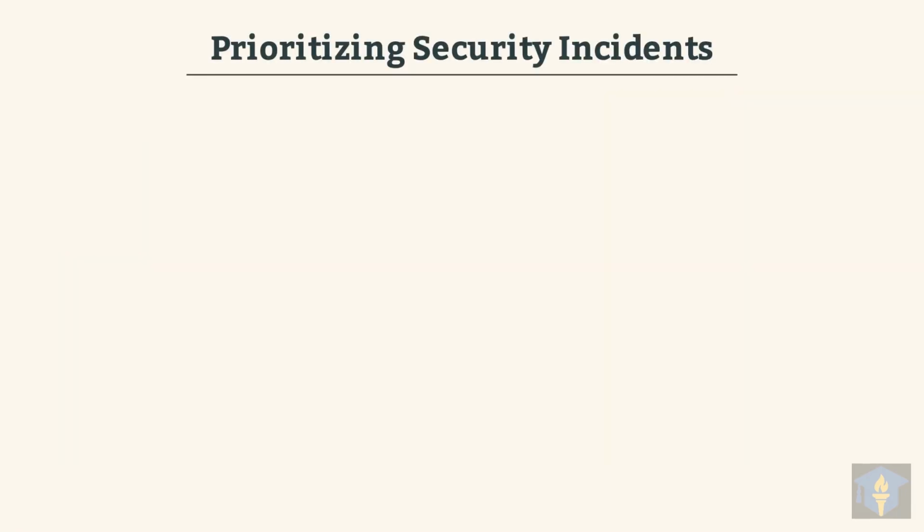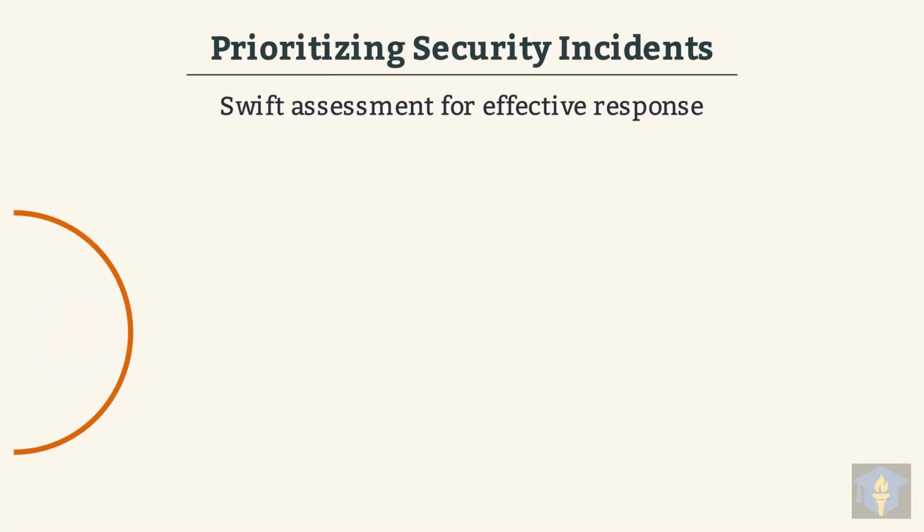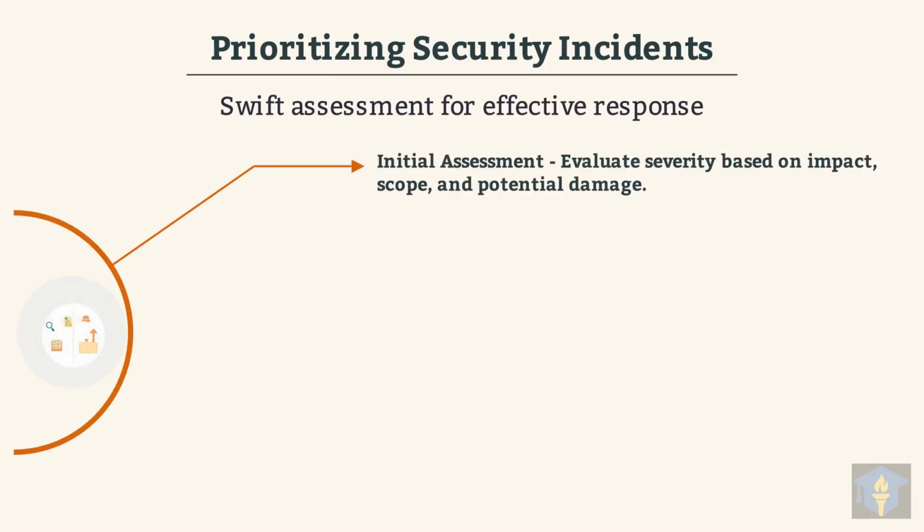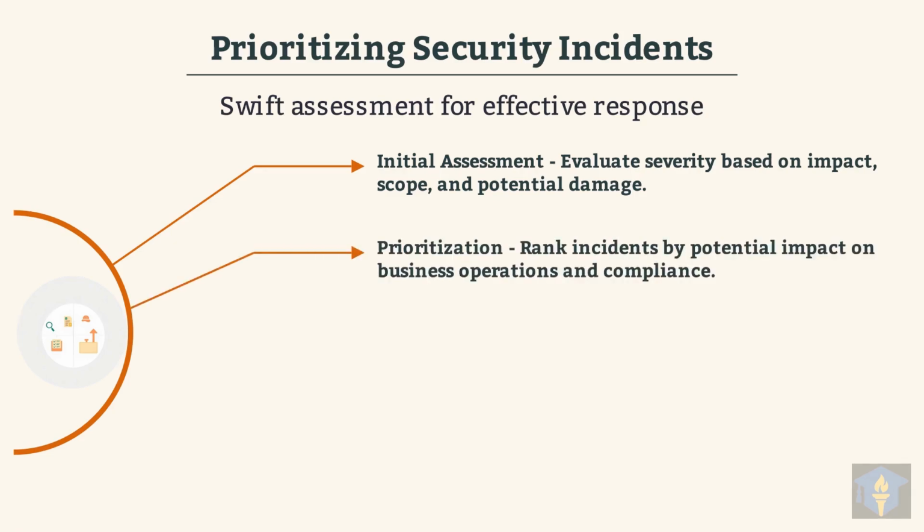Today, we'll focus on prioritizing security incidents, a crucial step for effective and timely response. This involves a swift assessment of each incident, enabling us to formulate an effective response strategy. First, conduct an initial assessment to evaluate severity, considering the incident's impact, scope, and potential damage. Next, prioritize by ranking incidents based on their potential impact on business operations and regulatory compliance.